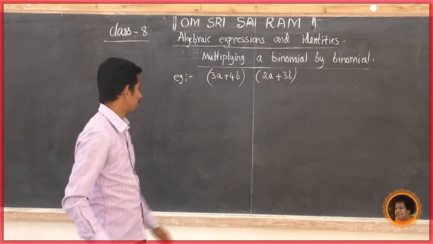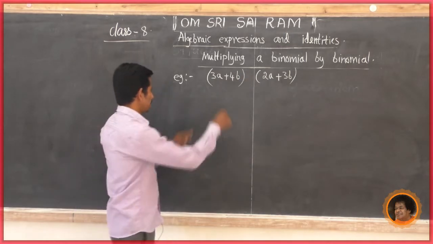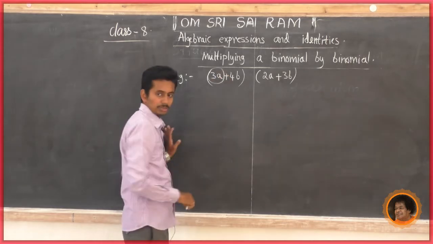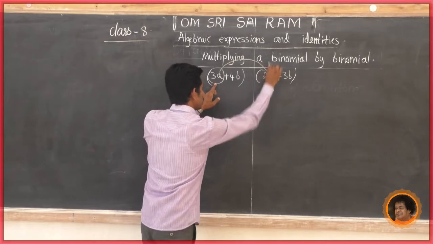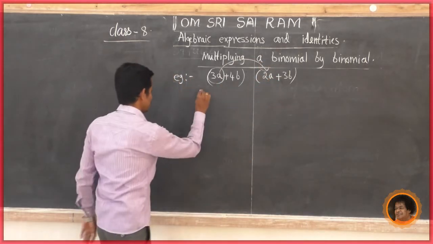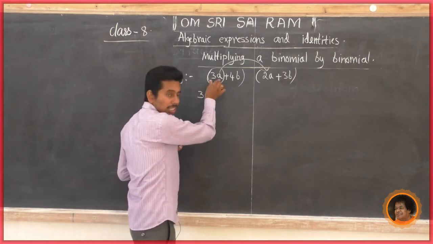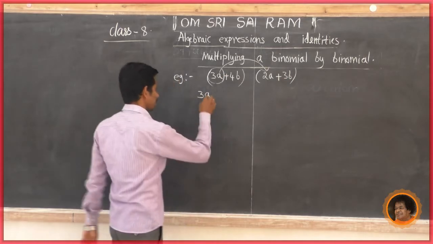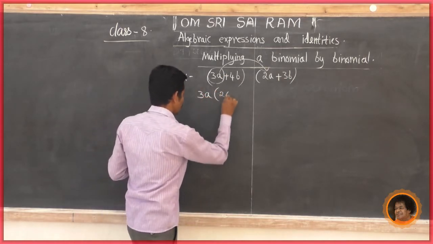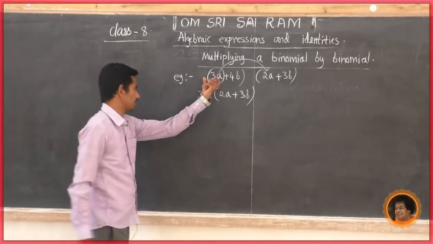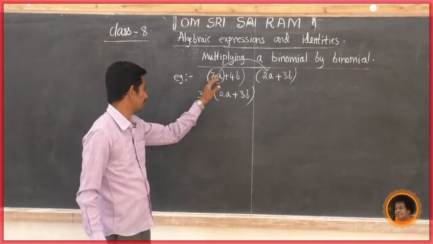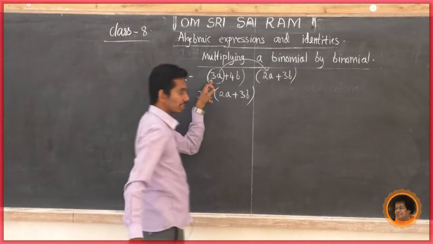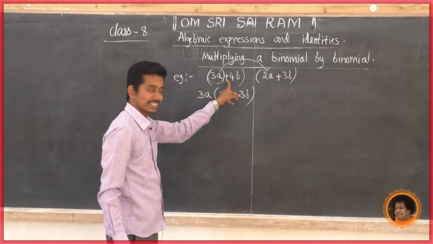What is the method to multiply these two binomials? The binomial means it contains two terms. 3a is the first term, so multiply this 3a into 2a plus 3b. The first term of the first binomial into the second binomial, that is 3a into 2a plus 3b. After that, there is a plus sign, so plus.